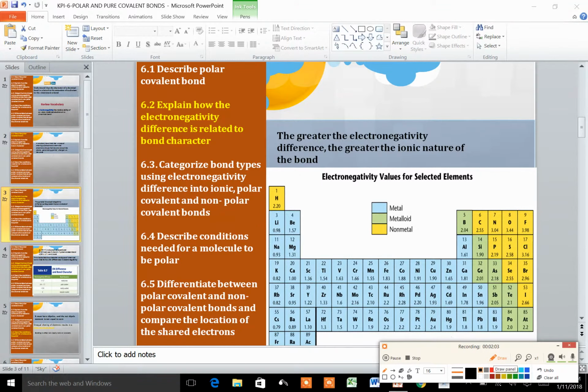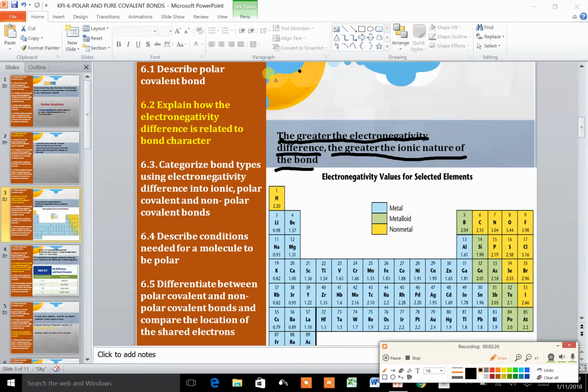Let's go to the values of electronegativity to understand more. What you need to understand here: the greater the electronegativity difference, the greater the ionic nature of the bond. So what do you mean by ionic? Ionic, so I have 1 positive ion and 1 negative ion.